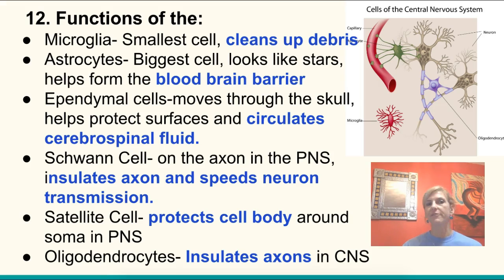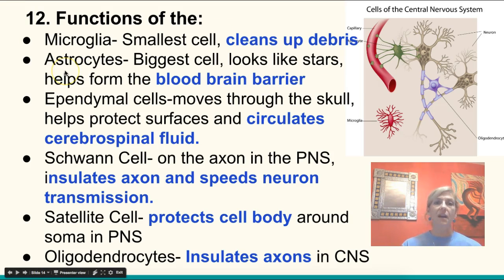This looks like it would make for a good matching. So the microglia, micro, small. These are the smallest of your neuroglia. Here you see the little guy. Their job is to clean up debris, and we use the word phagocytic or phagocyte because it engulfs and then digests whatever particles it's picking up.